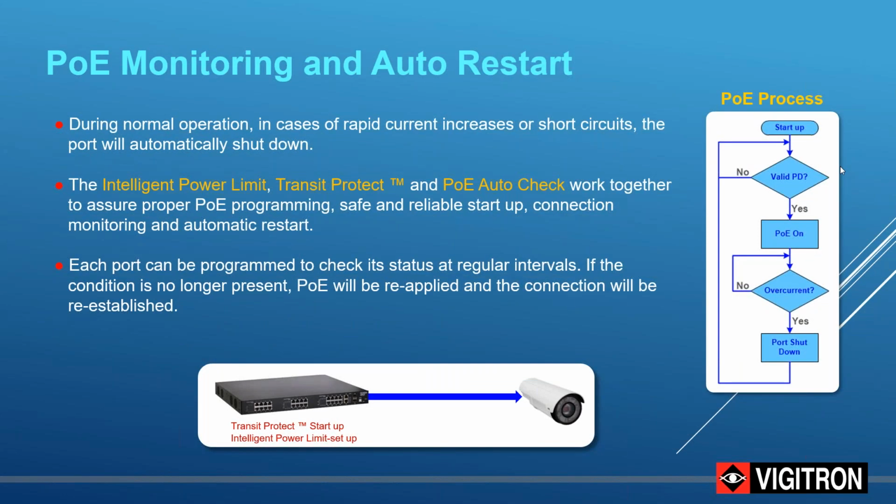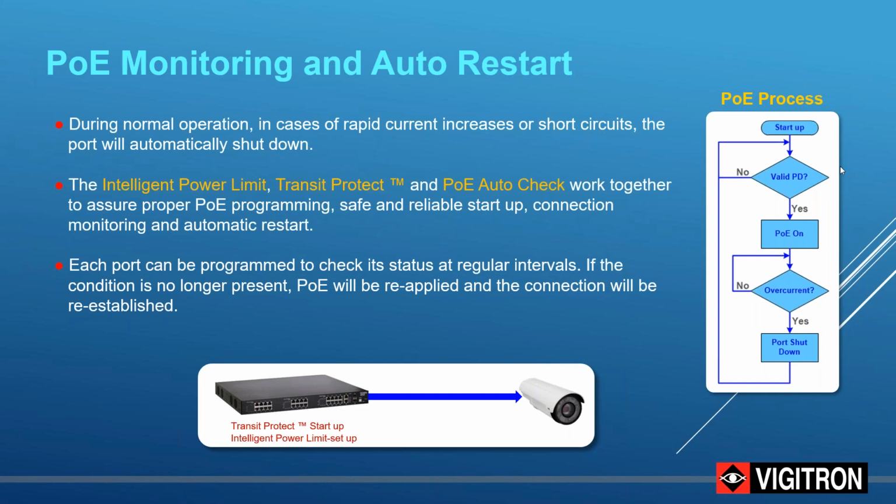Let's take another quick look at auto restart and why it's so important and how all of these things work together. So we start with the connection. We now have the camera. We've taken it out of the box. It's in the off position. We've programmed the PoE power to the port of the switch. It's, of course, not generating any power because we don't have a connection. And now we make the connection using the Ethernet cable.